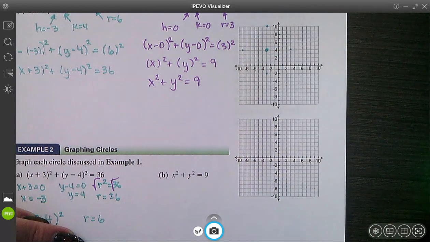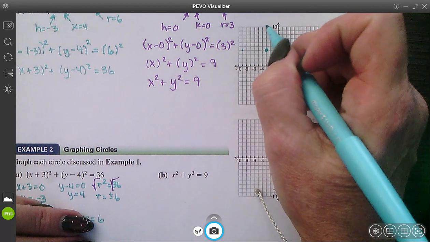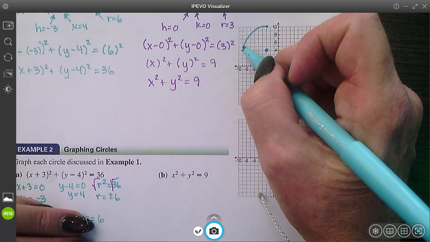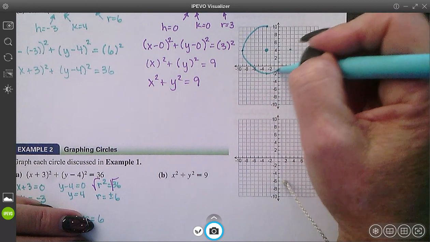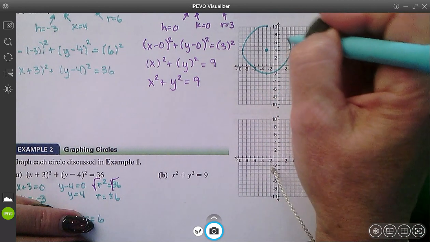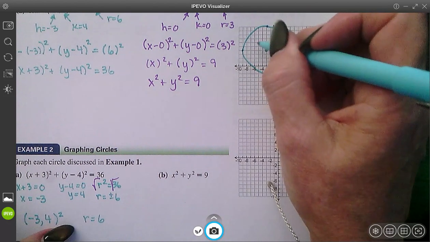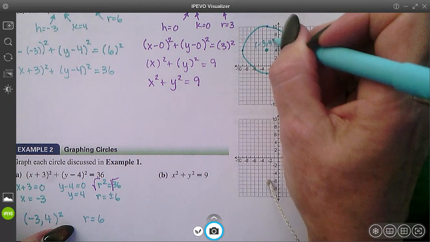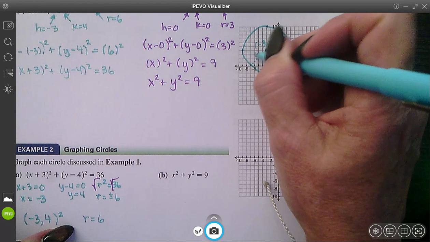And put a dot. And then I'm going to try really hard to make this look like a circle. I'm not very good at drawing them, so please don't come at me. But that has a center at (-3, 4) and a radius of 6.